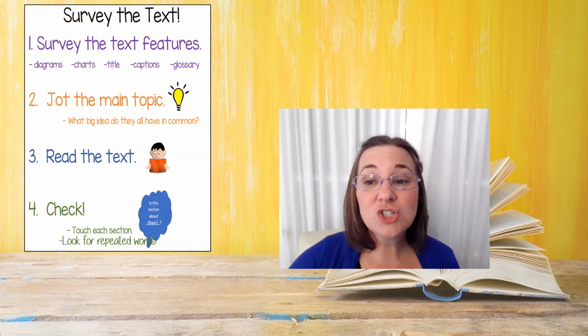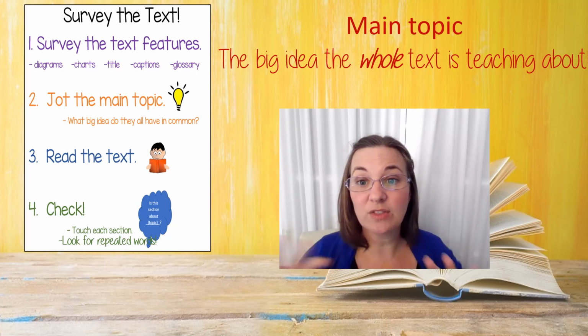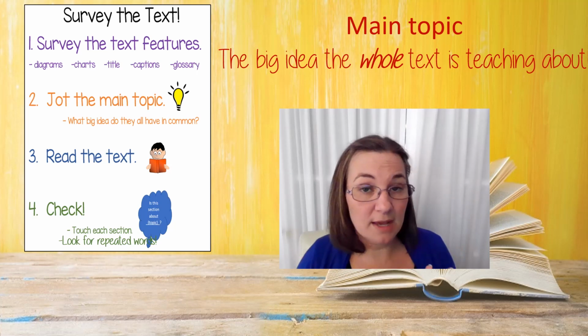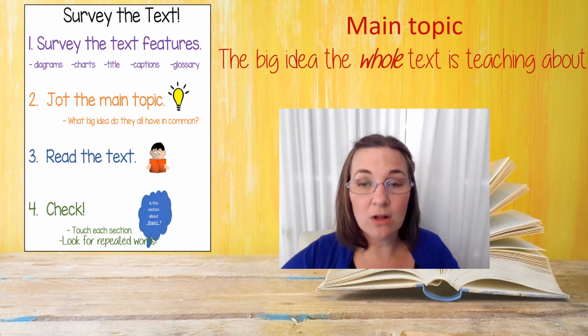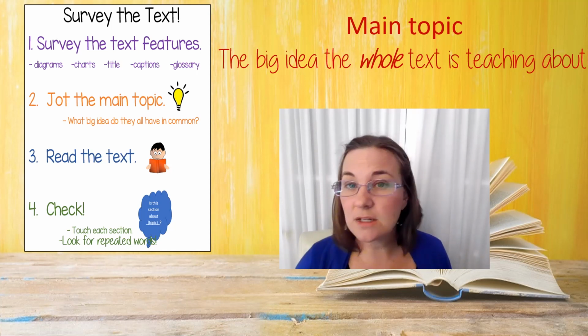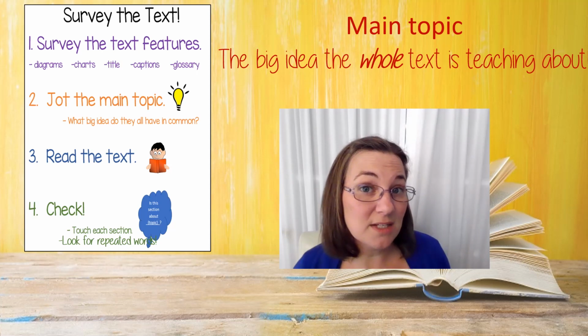Unit 2 was all about informational text. And we started it off by thinking about the main topic, the big idea that the whole text is teaching about. We learned to survey the text features, to look over the article, read and look carefully at each text feature and think, what big idea do they have in common? Then we read the article to see if our big idea was right.